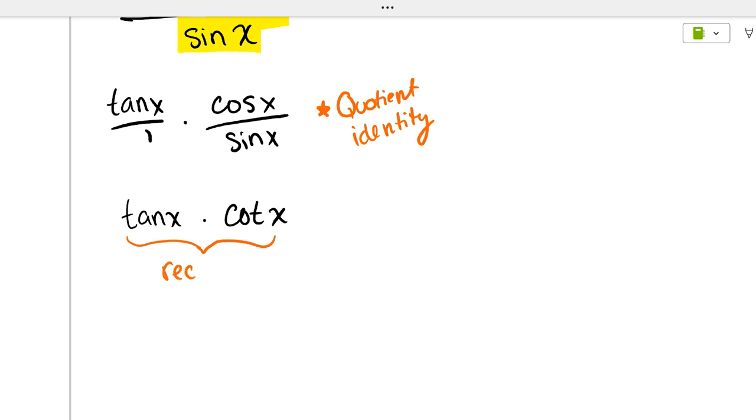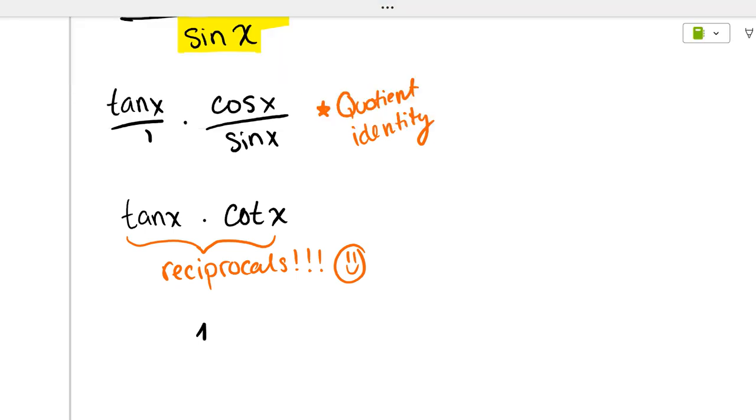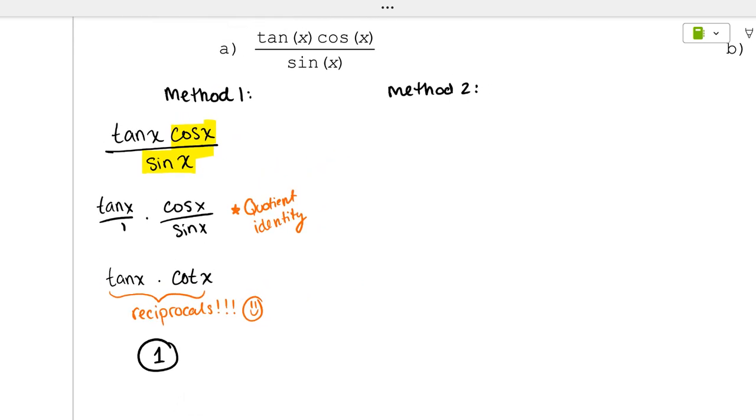But here, I might notice that these are reciprocals. So when I multiply 2 things that are reciprocals, remember from before we said that those equal 1. And that is as simplified as I could possibly make this expression, breaking it down to be just the value 1. So now let's look at this from a different angle.